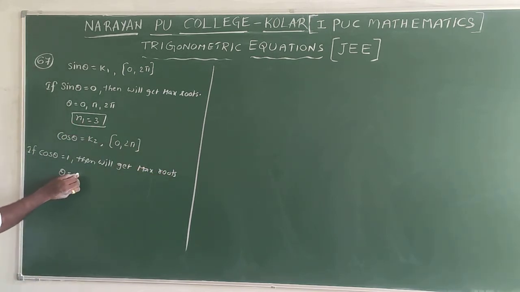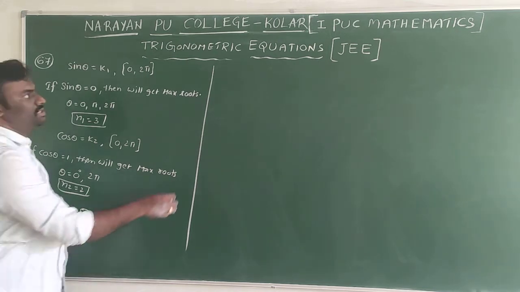So theta equals cos 0 and again 2 pi. Now here n2 equals 2. Here you can take minus 1 or you can take 0 also, no problem. But we require n1 plus n2. 3 plus 2, that is 5 is the answer for this question. That is nothing but option A.